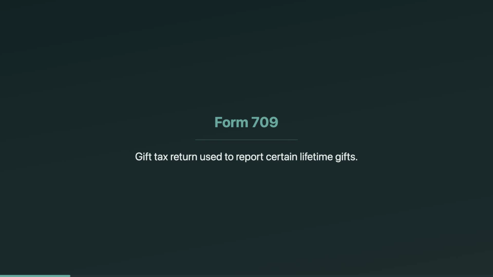Form 709 is the gift tax return. And here's the exam trap. Filing Form 709 does not mean you owe gift tax. Most people file just to report a gift and use the annual exclusion or lifetime exemption. Your job is to spot the triggers that require the return, then pick the right due date and extension method.